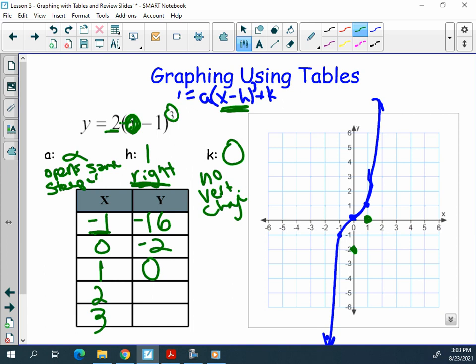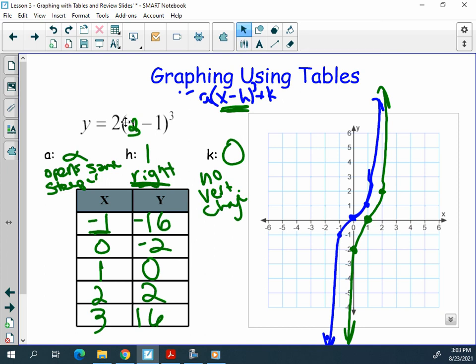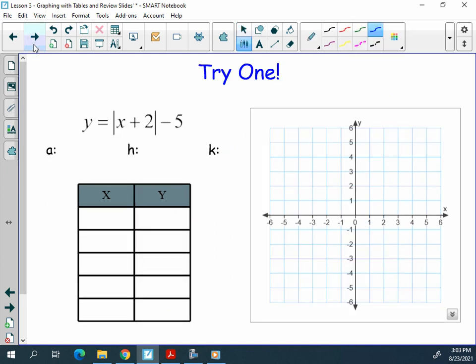If we plug in positive 2, well, 2 minus 1 is 1. 1 cubed is 1, and 1 times 2 is 2. So (2, 2) is also on my graph. And then 3 minus 1 is 2. 2 cubed is 8. 8 times 2 is 16, which is way off my graph. So you notice it is a lot steeper than our initial graph, and it is shifted to the right 1 unit.